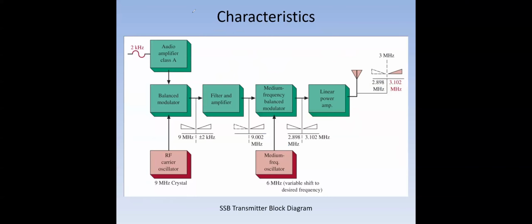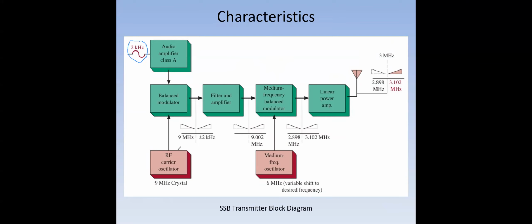Now we have a breakdown of the entire single sideband transmitter block diagram. Here we have our intelligence. I just said earlier that our frequency range for human voices is around 100 to 3K, so 2K is right in there without a problem. So this is our intelligence, coming into our Class A amplifier, and we're going to break these down in just a little bit.